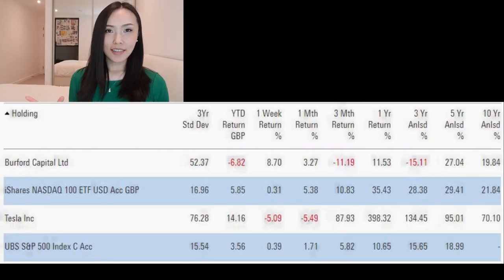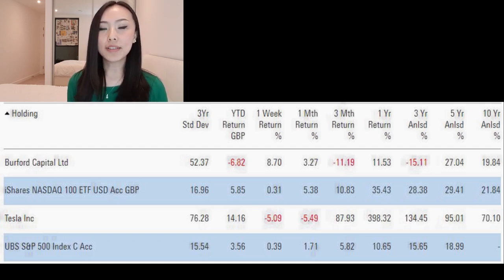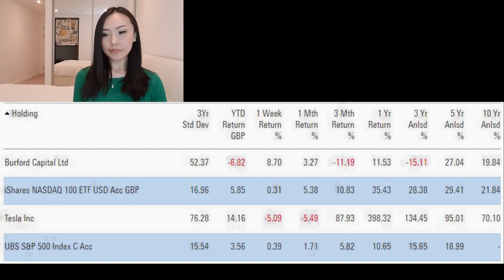So the first one is Tesla. As you know, it had such a stellar year in 2020, and its popularity is through the roof. So I thought I'll choose Tesla as an example to demonstrate some of the key considerations. As you can see on this comparison table I put together using Morningstar data, Tesla is by far the best performer.